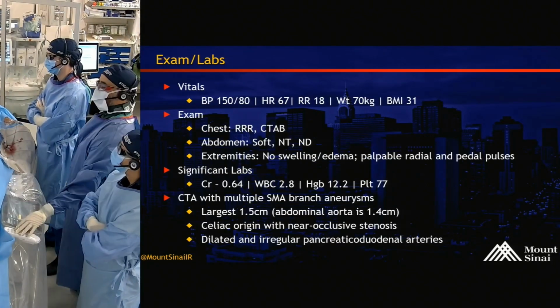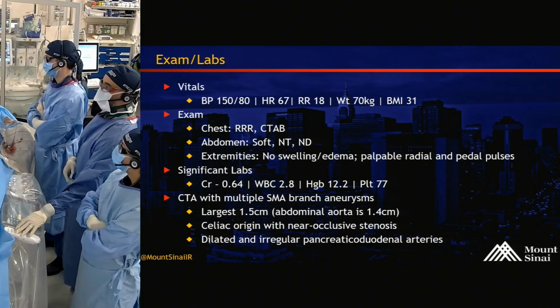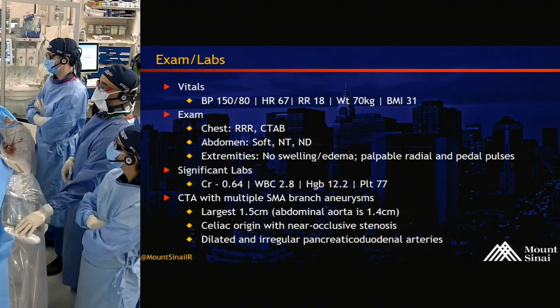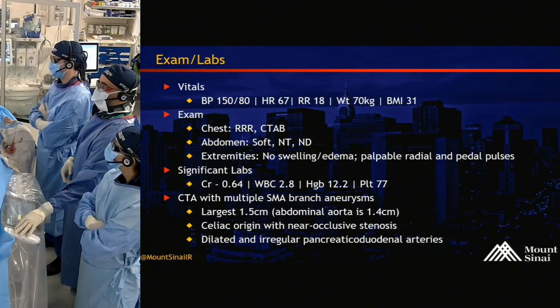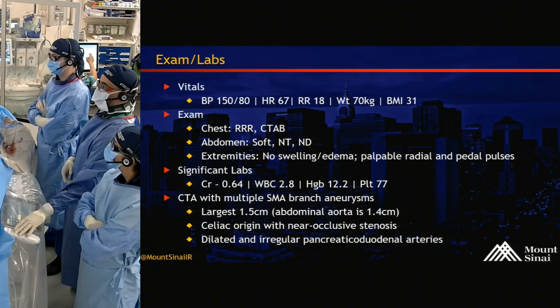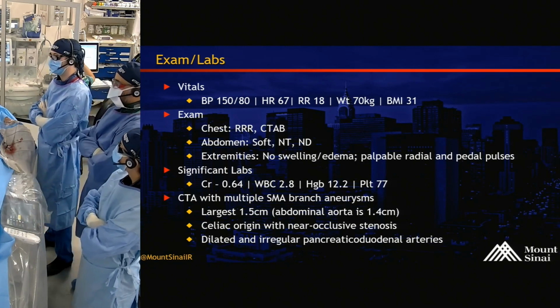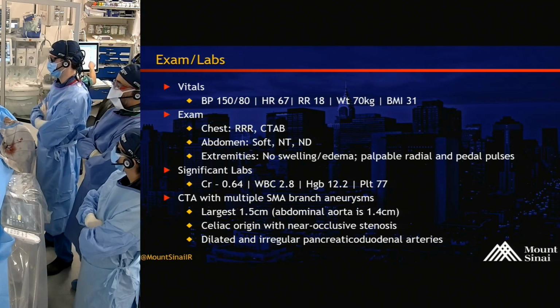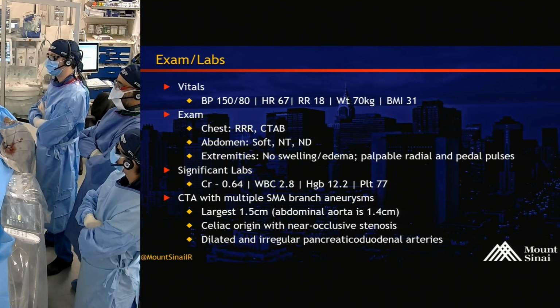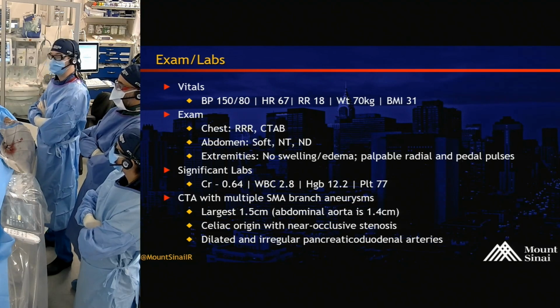Her exam is benign. As I said, she was asymptomatic. Lab results show normal renal function, and she does have some chronic cytopenias, as I mentioned. So let's get to the good part. There's a CTA that she had obtained that shows a couple of large SMA aneurysms, including one that is larger than the adjacent aorta.